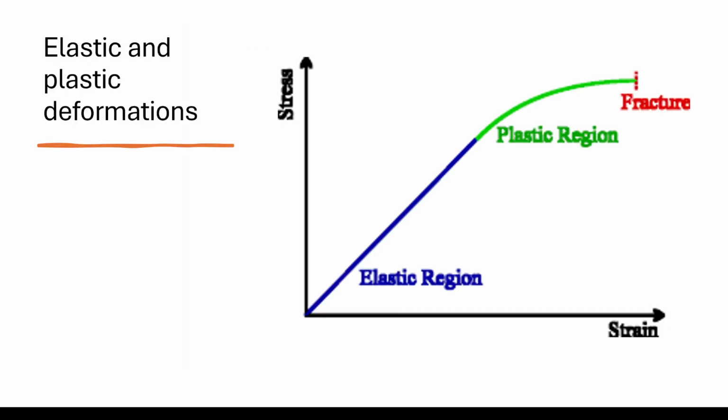Now, elastic and plastic deformations. So again, we draw the graph between stress and strain. We drew the graph between force and extension. We're drawing the graph between stress and strain now. So if it is a straight line here, the gradient would give you the Young's modulus. The gradient up to the elastic region gives Young's modulus.